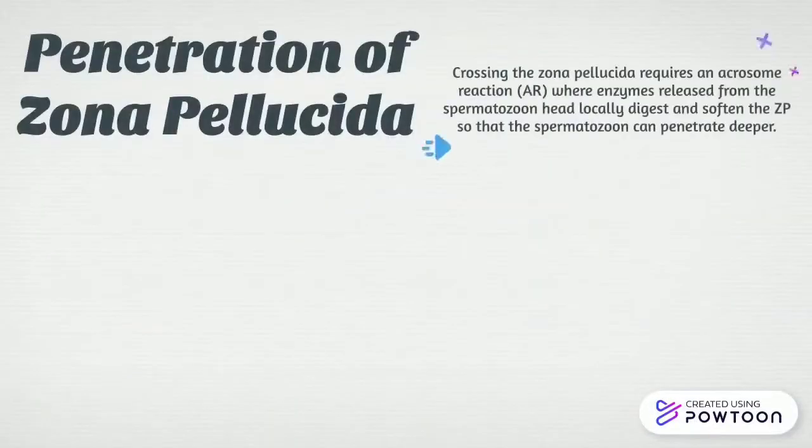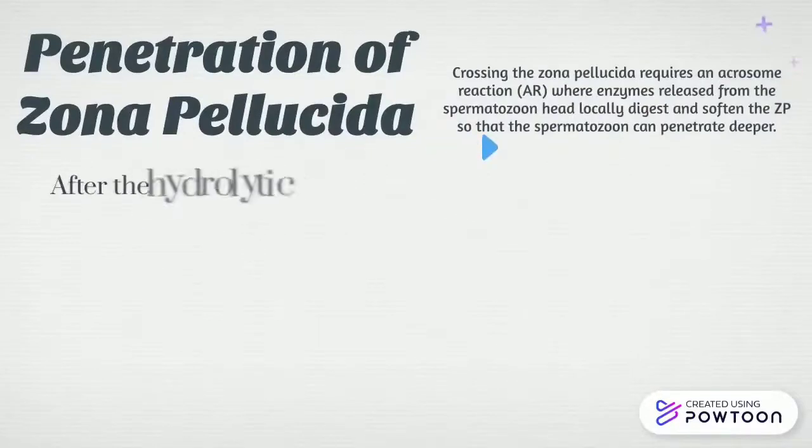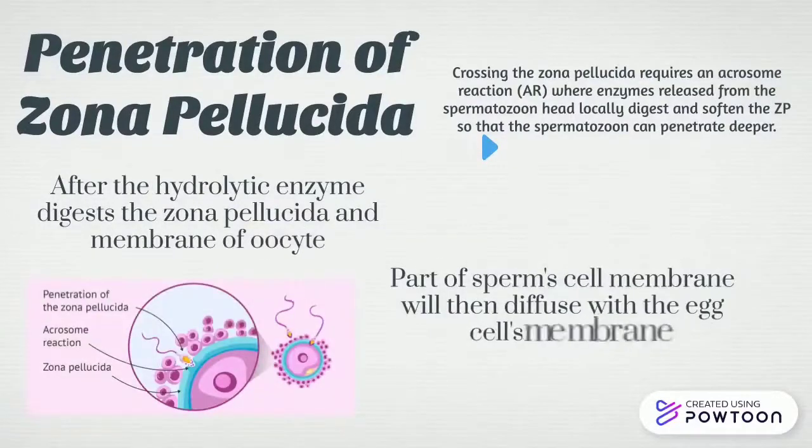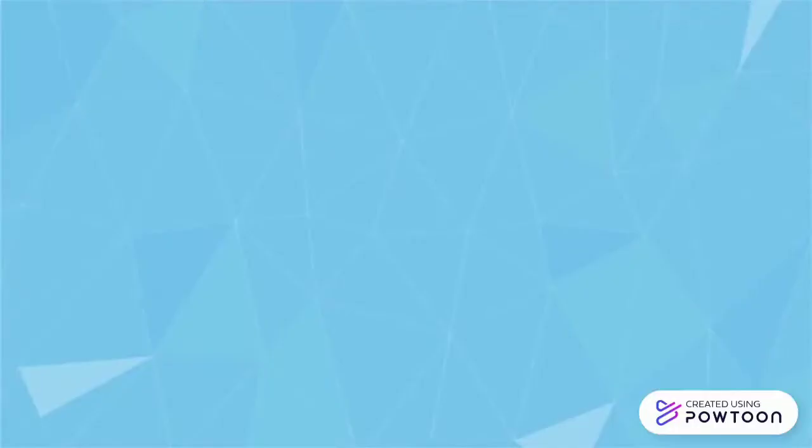Penetration of the zona pellucida happens after the hydrolytic enzyme digests the zona pellucida and the membrane of the oocyte. Crossing the zona pellucida requires an acrosome reaction, where enzymes released from the spermatozoa head locally digest and soften the zona pellucida, so that the spermatozoa can penetrate deeper.